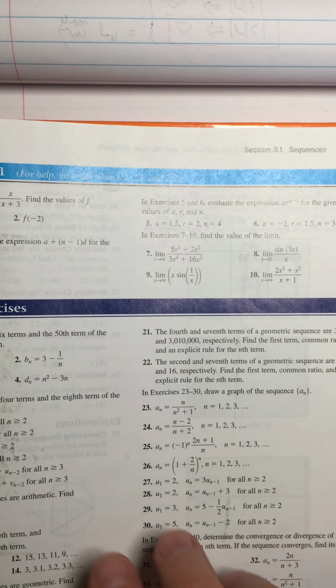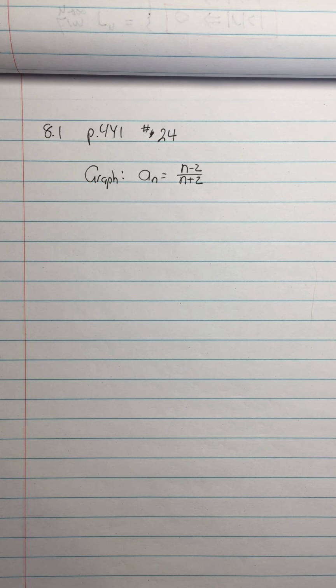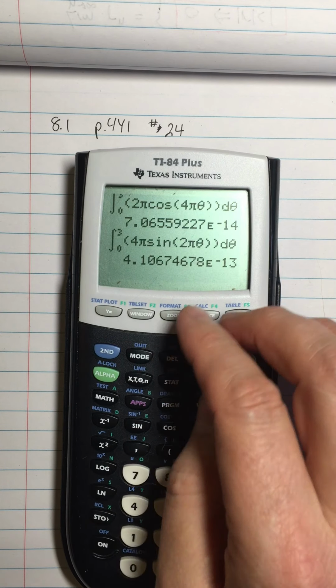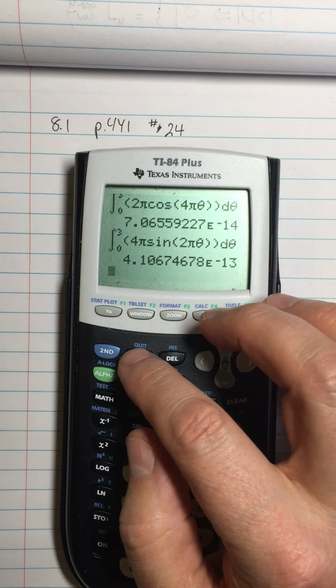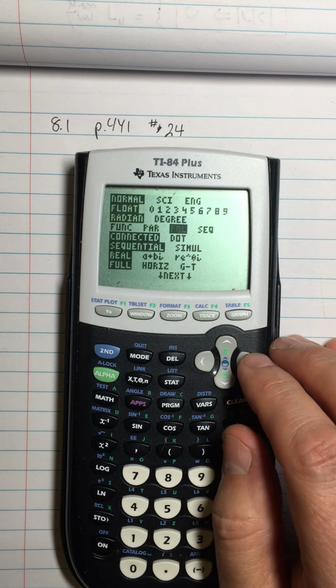All right, so now I'm going to look at number 24 on page 441. It just says draw a graph. Now you could totally do this, but I just want to say a couple of things about the graph. So one thing, by the way, is on your graphing calculator, you have sequences as a mode. So if I go mode, and so we've used function, we've used parametric, we've used polar. Here's sequences. So I hit sequence, right?